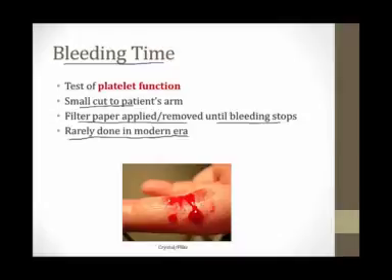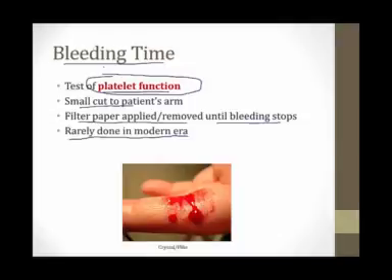The reason this is a test of platelet function only is because this type of superficial bleeding is highly dependent on platelets and not very dependent on the coagulation cascade. Therefore, if the bleeding time is prolonged, it implies there is some problem with platelet function. This could be a low platelet count, for example. The patient could be taking aspirin, or there could be some inherited defect of the platelet or the platelet's ability to bind.